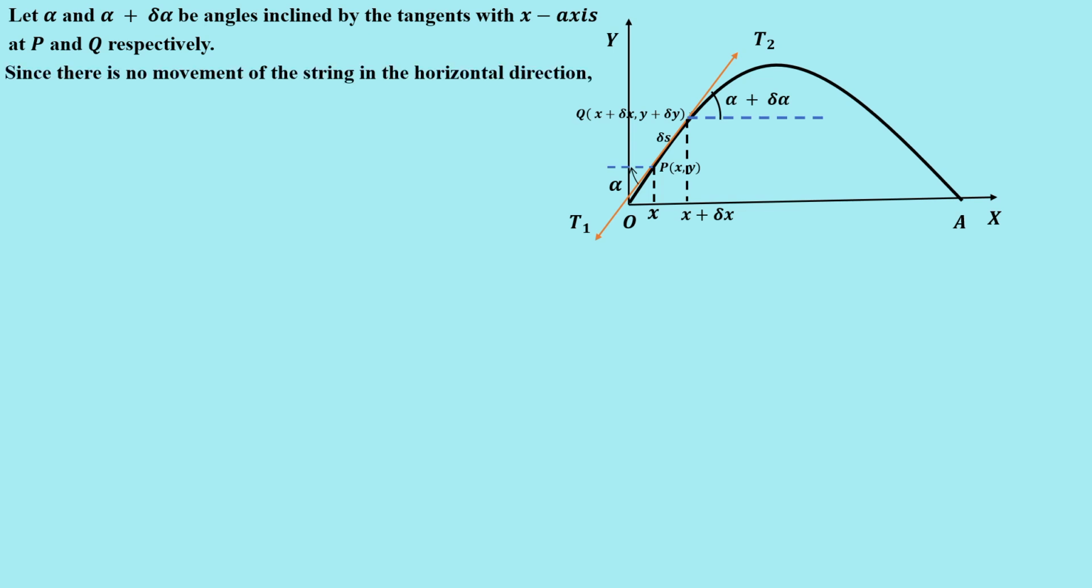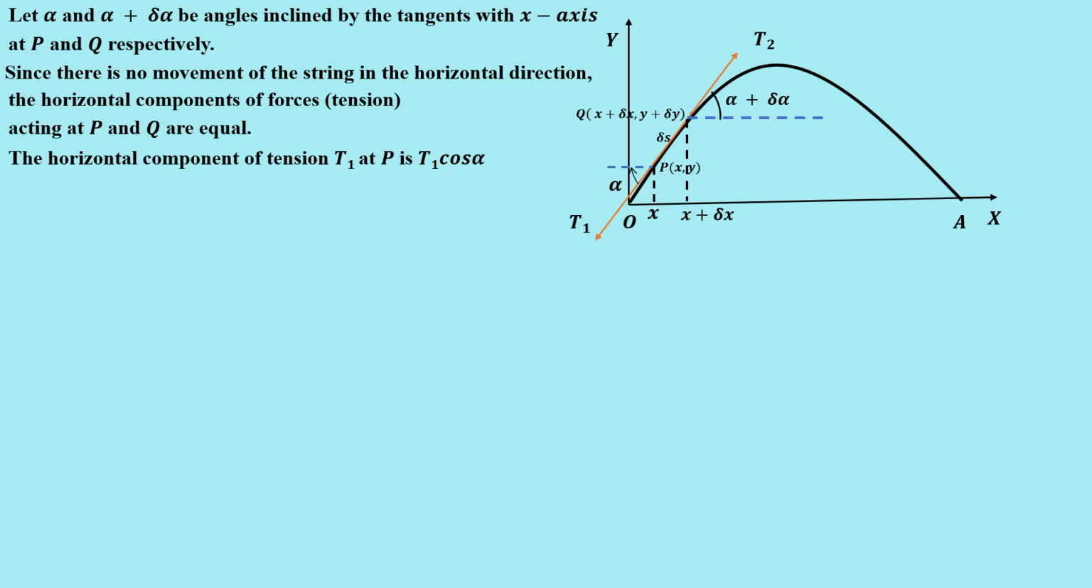Since there is no movement of the string in the horizontal direction, like a movement from O to A, that is the x-axis direction, there is no movement. We are only pulling upward, so movement is only in the vertical direction, along the y-axis. The horizontal components of the tensions acting at P and Q are equal.